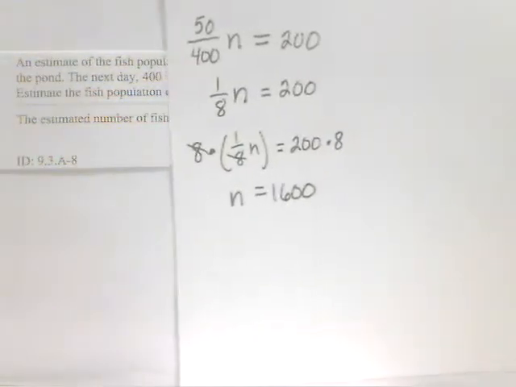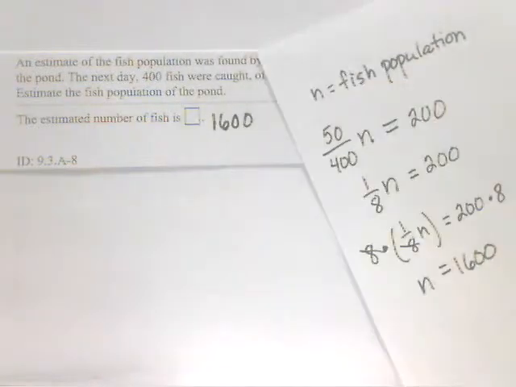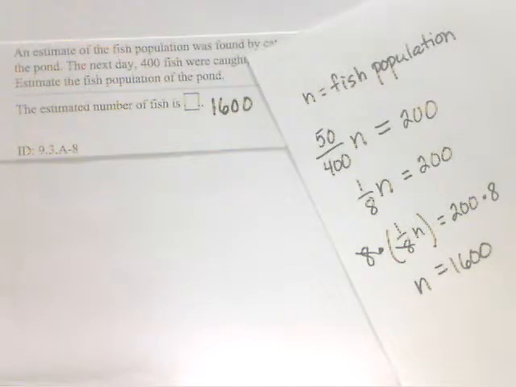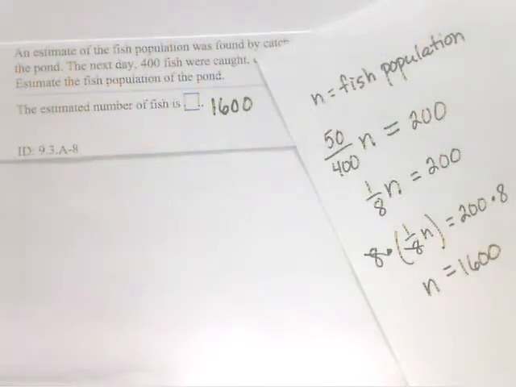Okay. So this is how we set up this problem. You have to let N be the fish population and then start working backwards to come up with an equation that you can easily solve for N. All right, problem number 2. Another problem similar to number 1 that I just did.